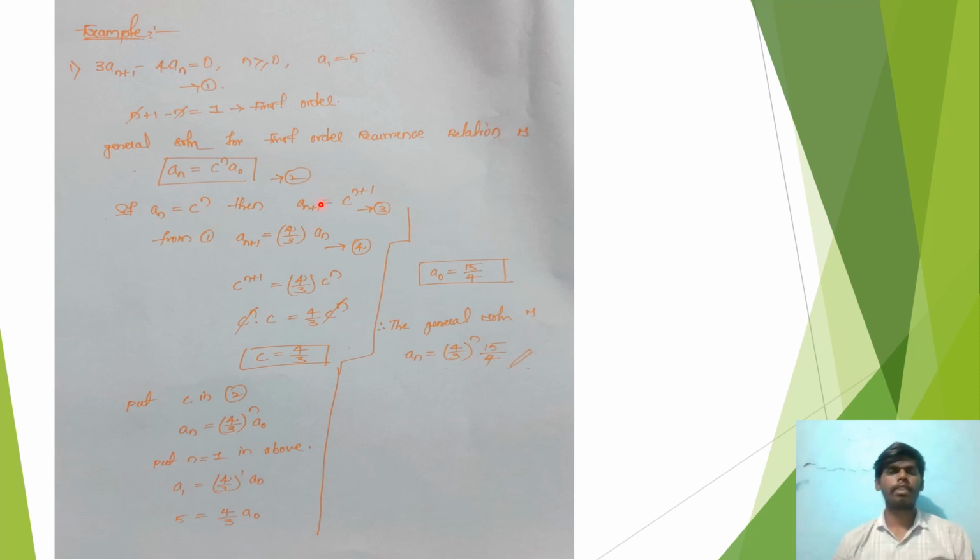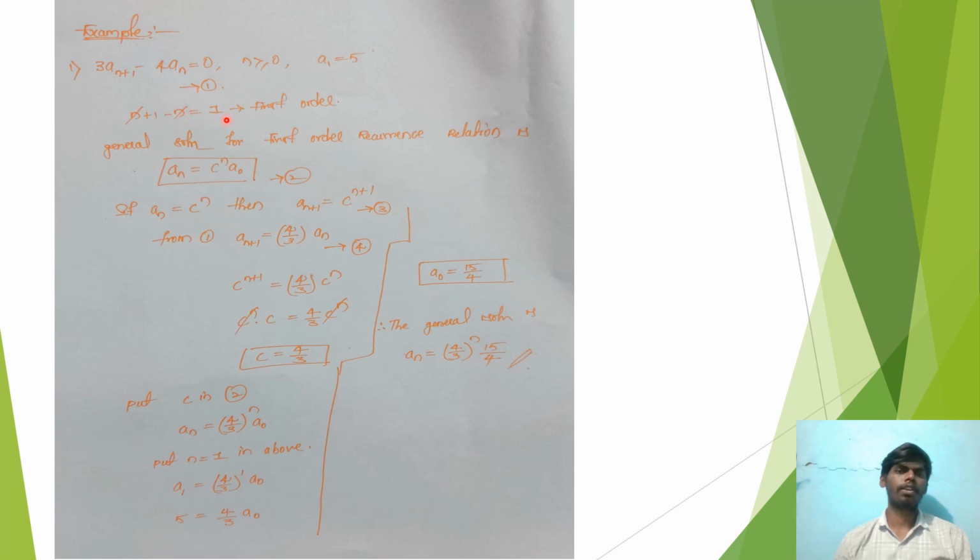Now let us see examples for solving recursive relations. The first given question is 3a(n+1) minus 4a(n) is equal to 0. This is known as a homogeneous relation because the equation is equal to 0, and the given condition is n greater than or equal to 0 and the initial condition is a1 is equal to 5. So this given equation is a first order linear homogeneous equation.